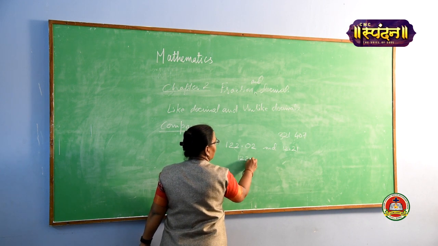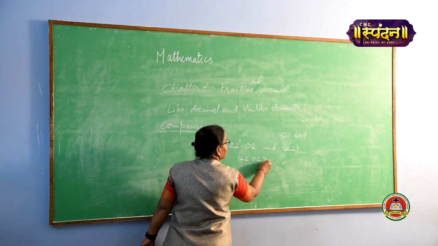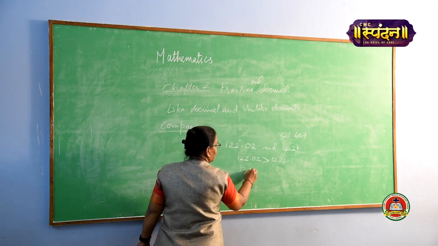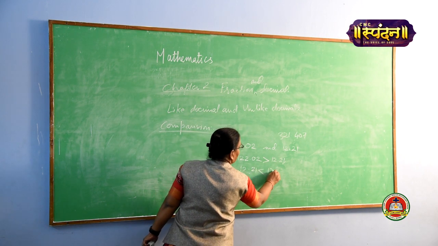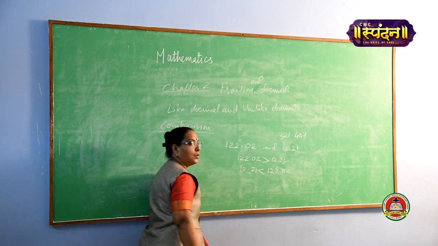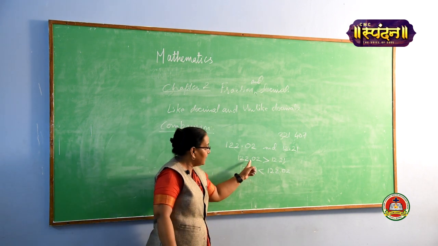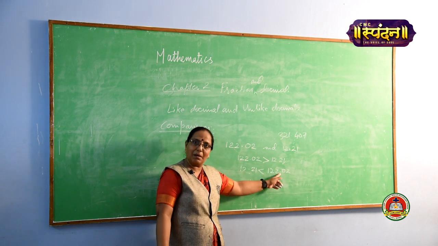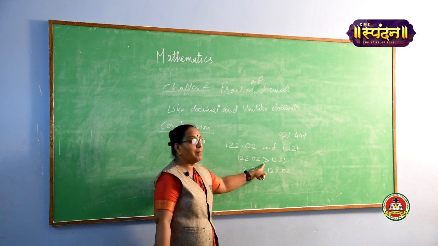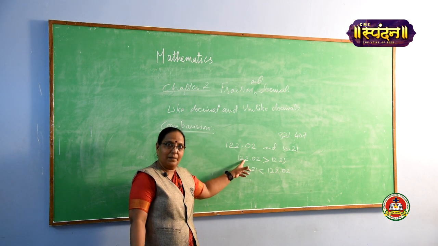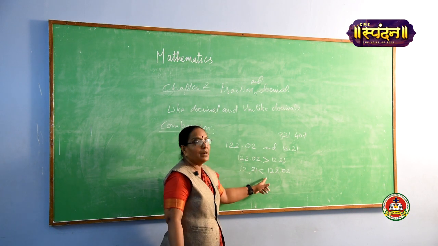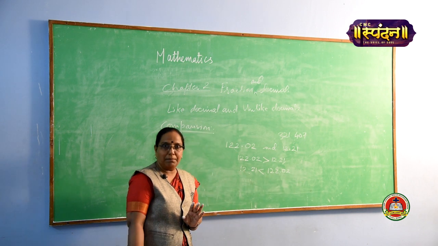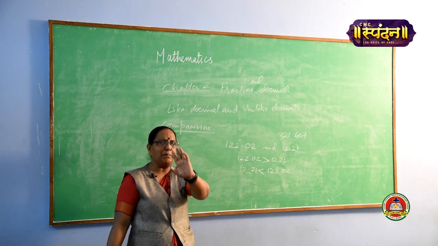So, we can write 122.02 is greater than 12.21. Or if you want to write it this way, 12.21 is smaller than 122.02. Clear? Either you can write this is greater, this is smaller, or this is smaller, this is greater. Remember, whichever number is greater, open the mouth of the sign towards that number's side. Got it? So, here 12.21 is smaller than 122.02. This is called comparison. That means you can easily compare any 2 numbers.